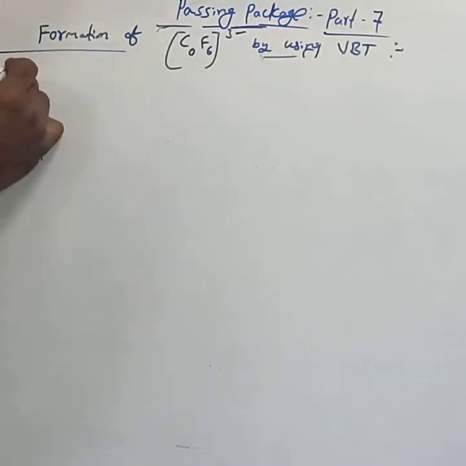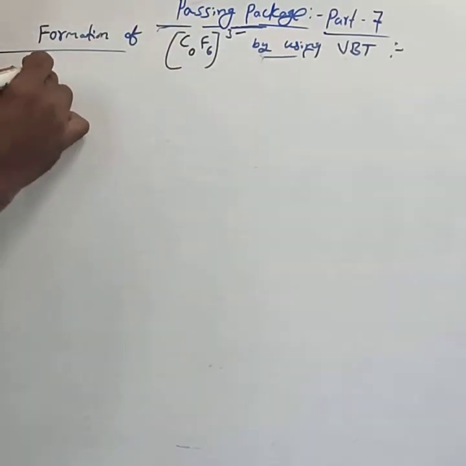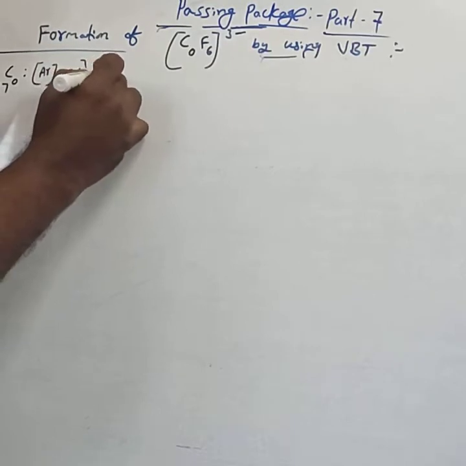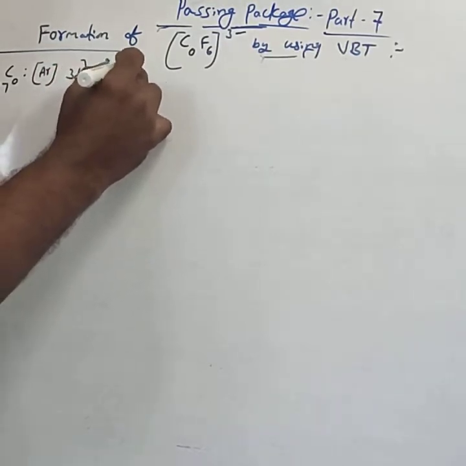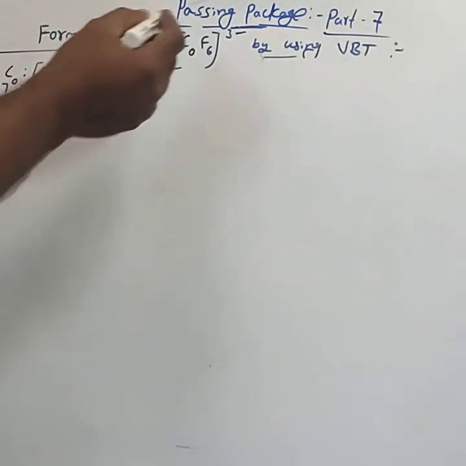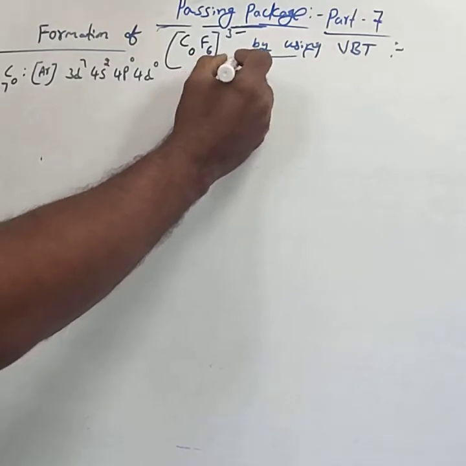Similarly, we consider the cobalt configuration. Central metal atom is cobalt. Cobalt atomic number is 27. Configuration is argon 3d7, 4s2, 4p0, 4d0. Then in this complex, cobalt oxidation state is 3+.